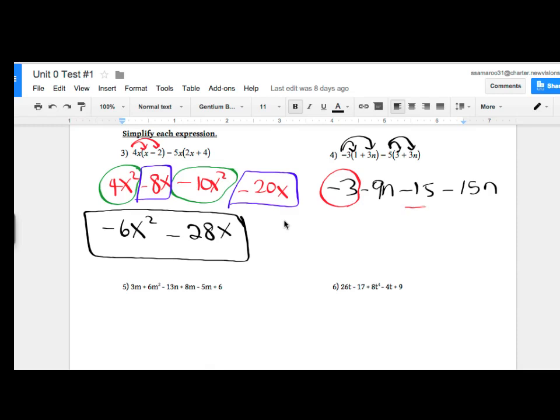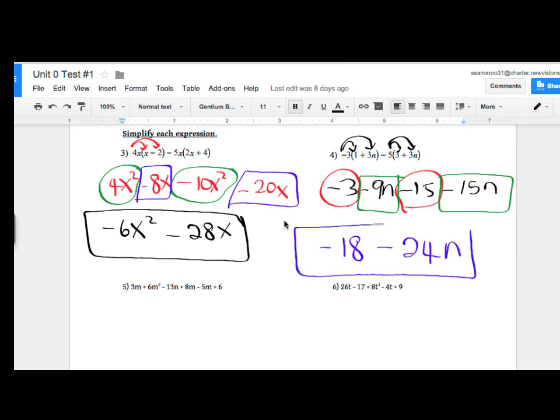So let's see our like terms here. I know those two are like terms, and I know my n's are like terms. So if I combine this, -3 and -15, minus 15 is minus 18, minus 9 and minus 15, what is that? 24n. Doesn't matter what order, right? If I put the n first, it doesn't matter. So Miss Ewing, go ahead, you want to try number 5 and 6 there for you.